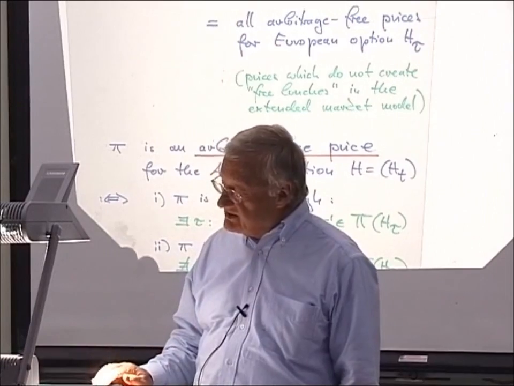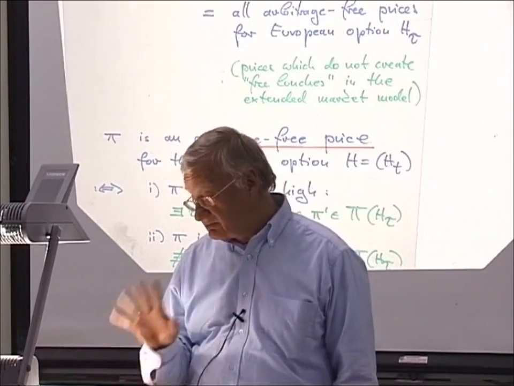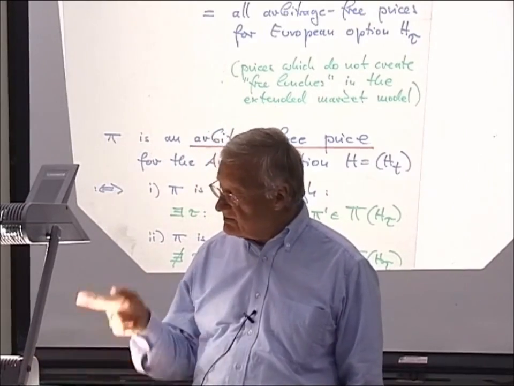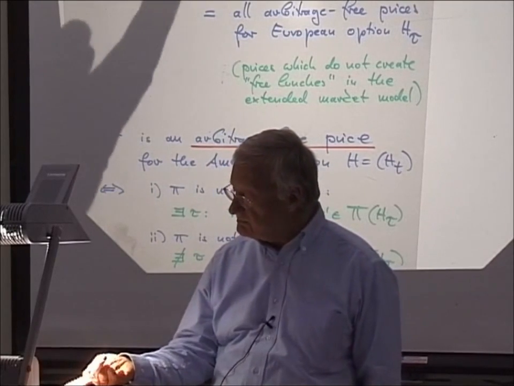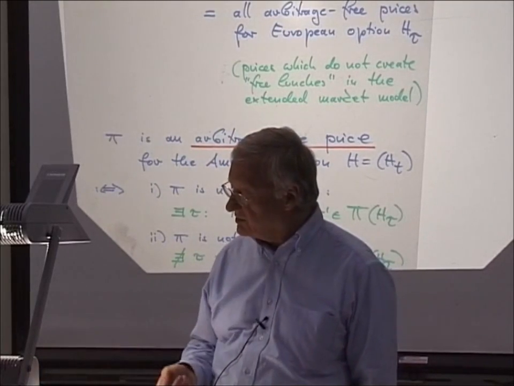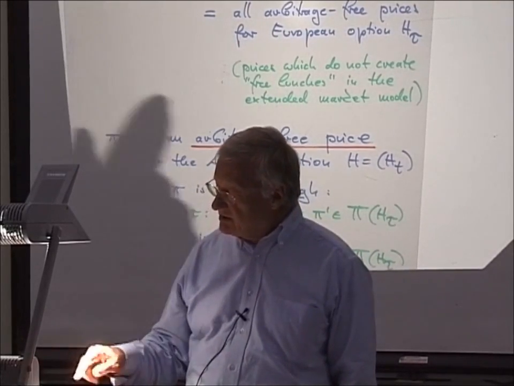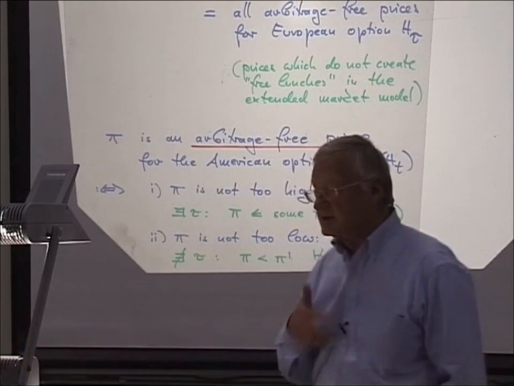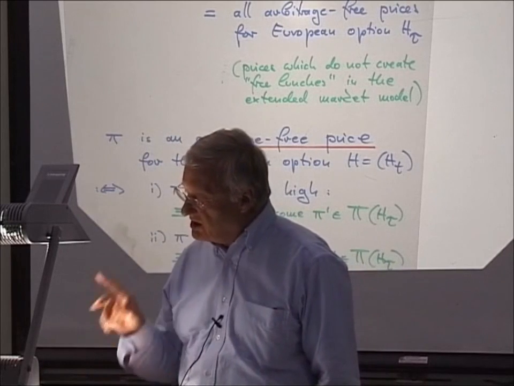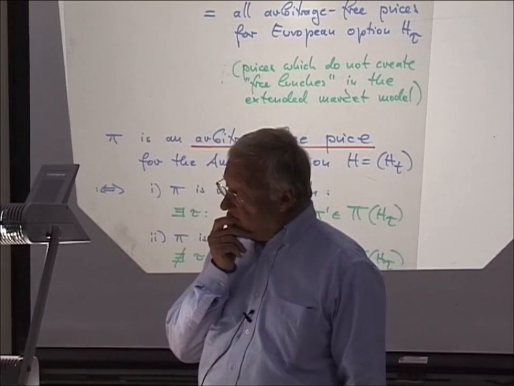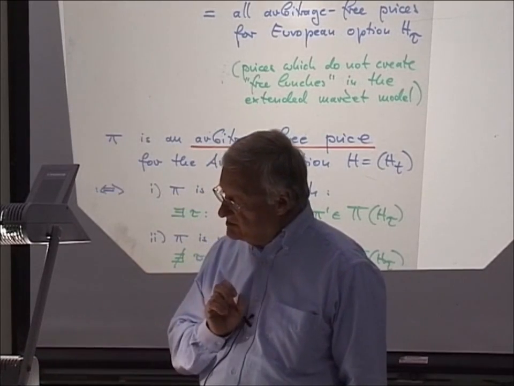For a fixed exercise time, supposing for the moment that the exercise time is already known, we could treat it as a European option, this random variable here. And there, the set of arbitrage prices is simply everything which you could get as an expected value under some equivalent martingale measure. So these are all arbitrage-free prices for the European option H exercised at this fixed stopping time tau.